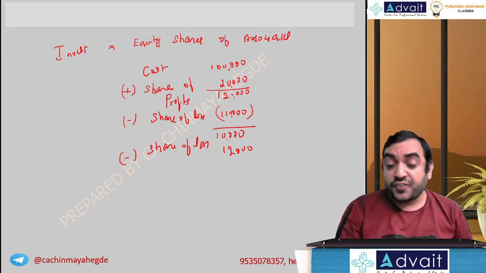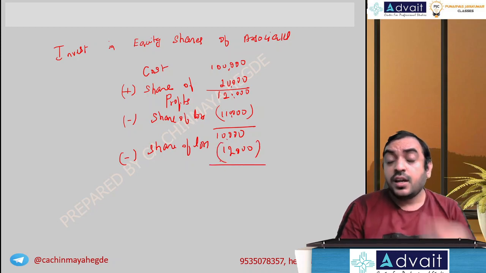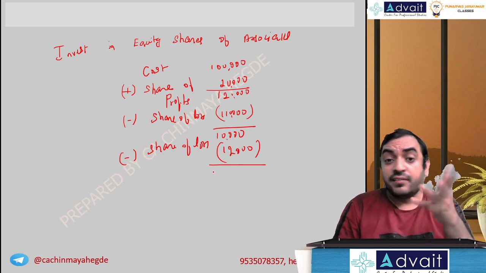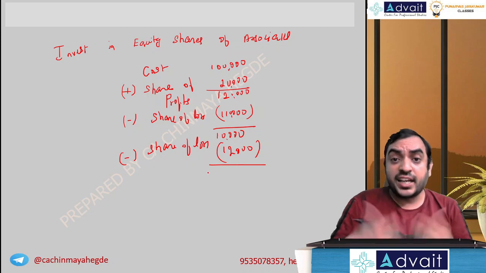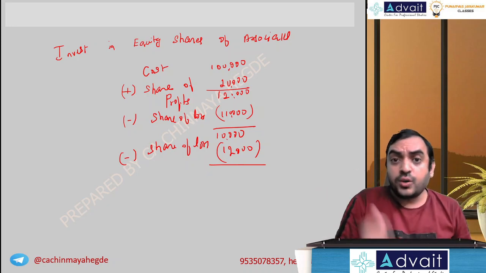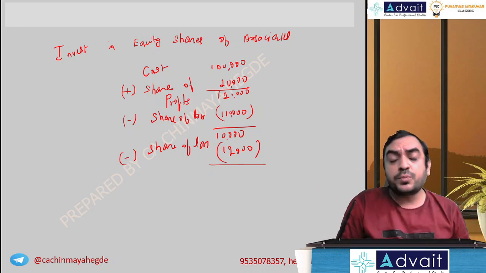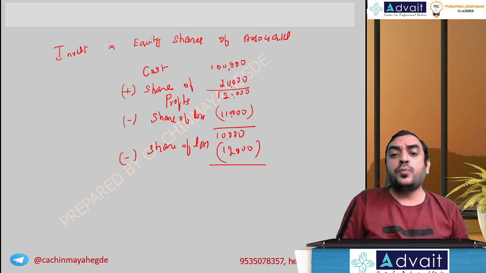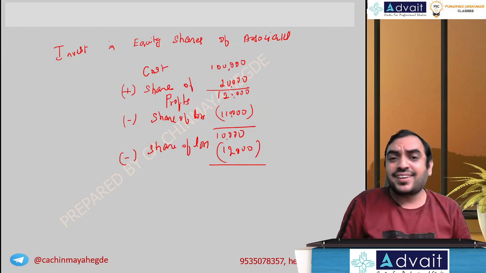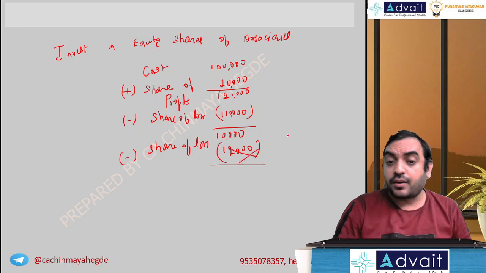12,000. Now, if I subtract 12,000, I will get only negative 2,000. Investment I cannot show negative. Negative means I have a liability now. I don't have extra liability beyond my investment. My liability is restricted to my investment. I cannot subtract 12,000. I can only subtract 10,000.